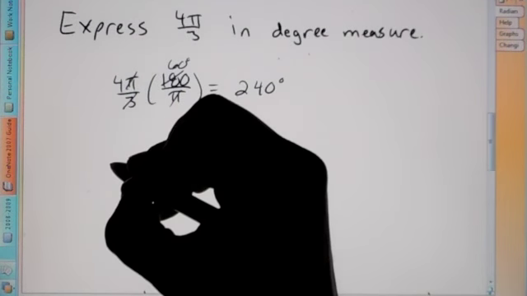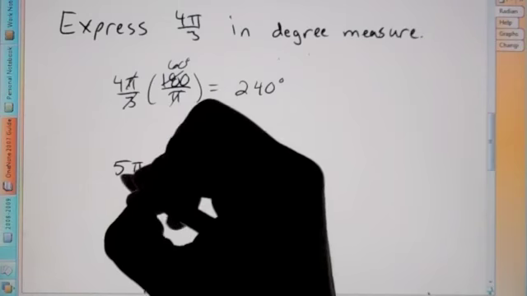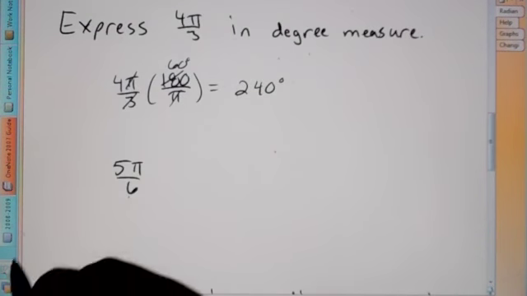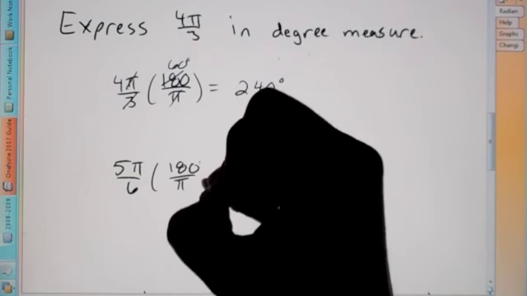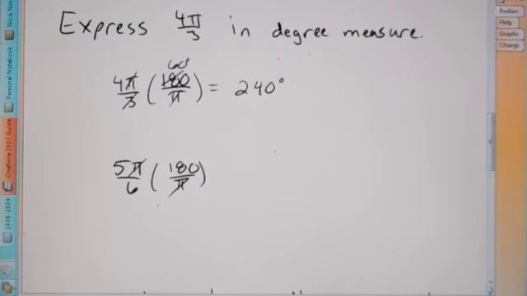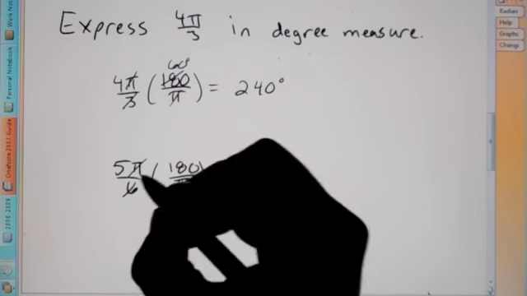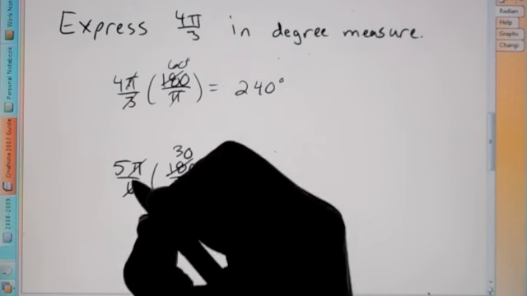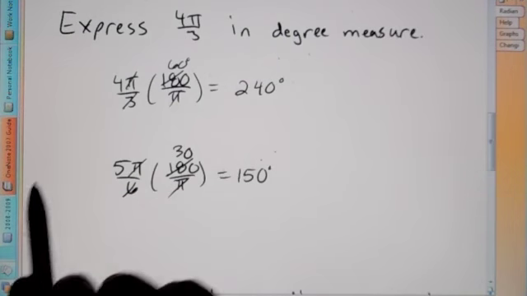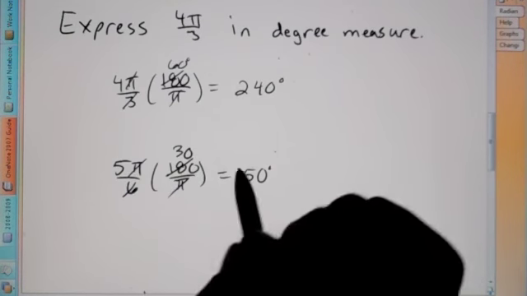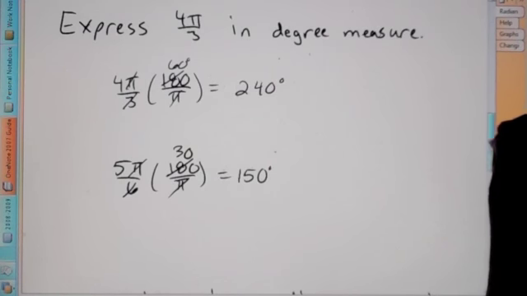Actually, let's try another one. So if I were to give you 5 pi over 6, how many degrees is that? We're going to multiply by 180 over pi. So these cancel out. 6 goes into 180 30 times. So we're left with 150 degrees. So again, this is how we do it. Radians times 180 over pi gives us the degrees. Alright.